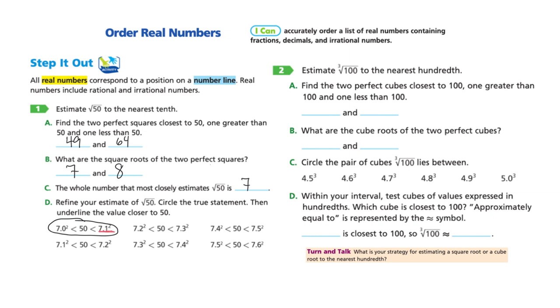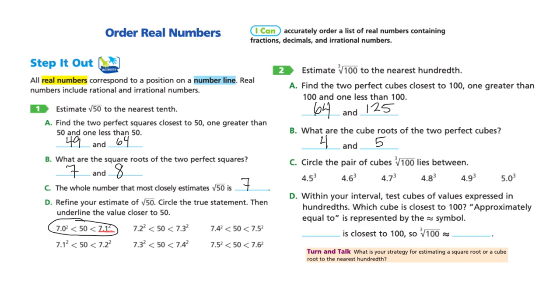Number 2, estimate the cube root of 100 to the nearest hundredth. And so again, you're going to try to find a number where you cube it, you get one number that's less than 100 and one that's greater than 100. So when we look at those, I know that 4 times 4 times 4 gives me 64. And then I know that 5 times 5 times 5 gives me 125. And if I look at what are the cube roots, the cube root of 64 is 4. The cube root of 125 is 5.